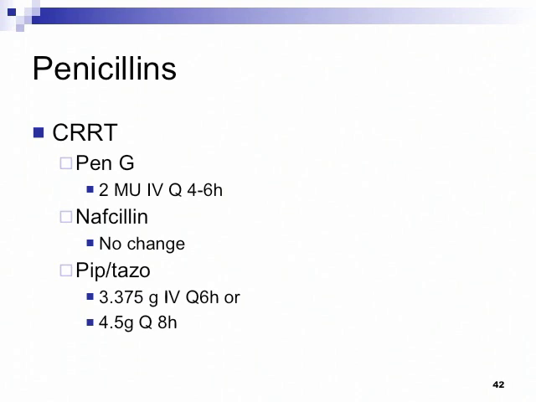For the penicillins in CRRT, the dose is kind of low for penicillin G because of the short half-life. You see the dosing is almost similar to the regular dose, because for drugs with a short half-life, you remove it, but then you have to replace it, so there's not much change. Even with piperacillin-tazobactam, you don't see much change, 3.375 every 6 hours, like a normal dose.